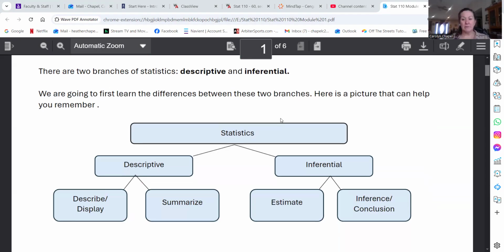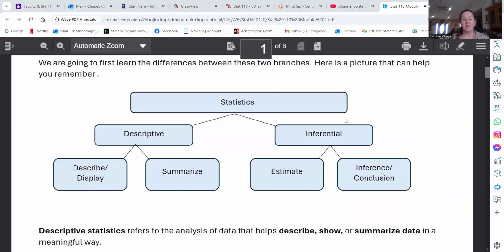So I have a picture here that can help us. The two branches, descriptive and inferential. Descriptive, first of all, just describes the situation. It's basically just telling us the facts. It will do that in verbal form, written form, or maybe even graphical form. Sometimes they will also summarize our data. They do not do any predicting of any kind. They just take the data and tell us what the data is.